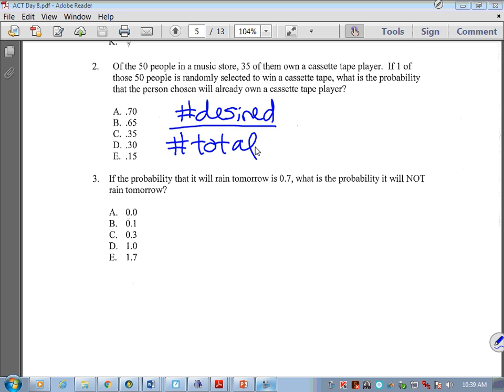So what's the desired number of those people? How many of them own a cassette player? 35. Okay, how many total people are there? 50. Okay, so if I reduce that fraction down, what do I get? 7/10, which would be 0.7, right? Okay.